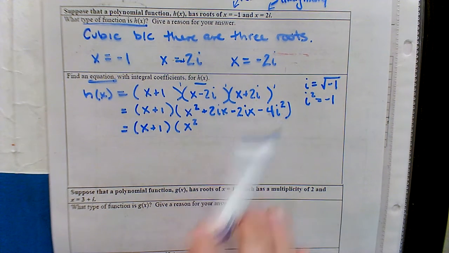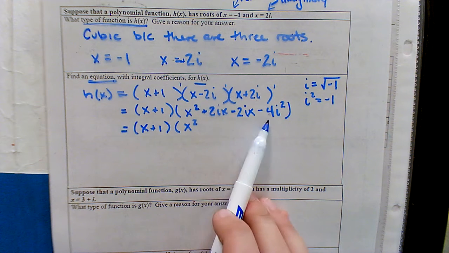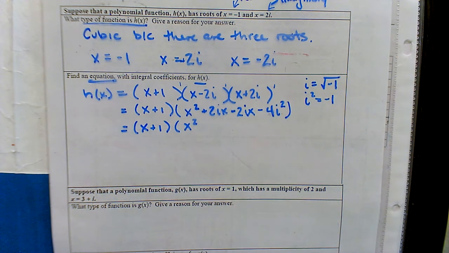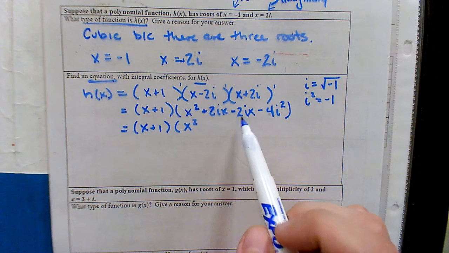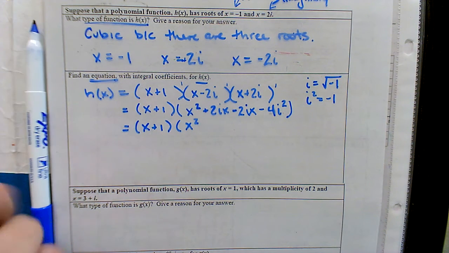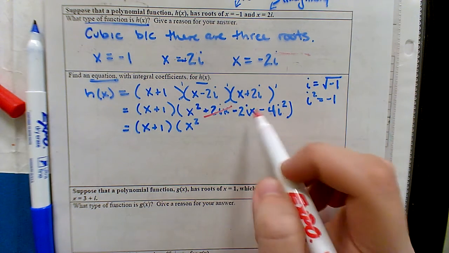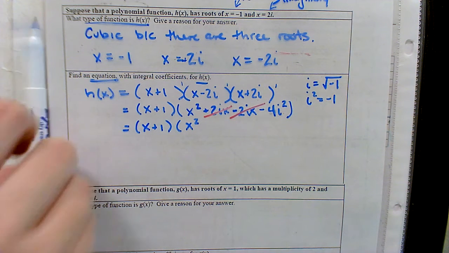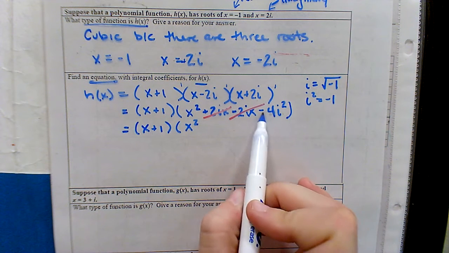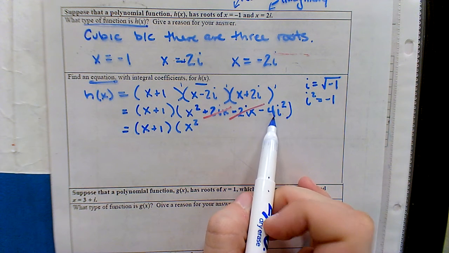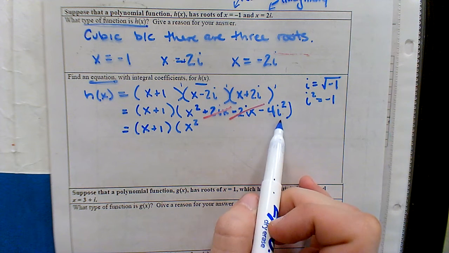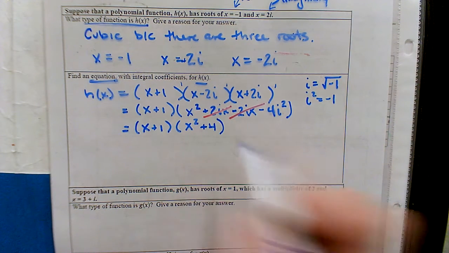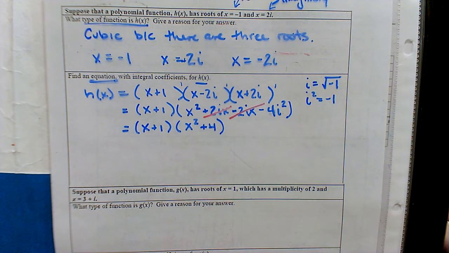Okay, so we'll get there in a second. Do you notice anything else that might happen nicely for us after we distributed all those together? The 2ix and the 2ix cancel out. Good. Okay, so we're left with a negative 4 times a negative 1 if we do that substitution, which would change to a positive 4.